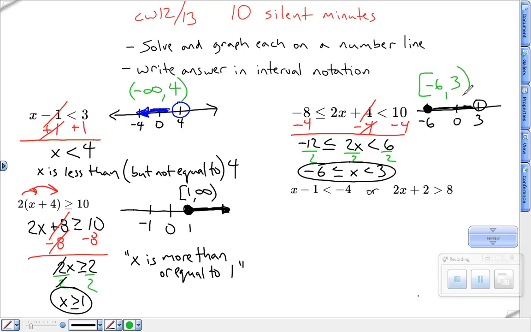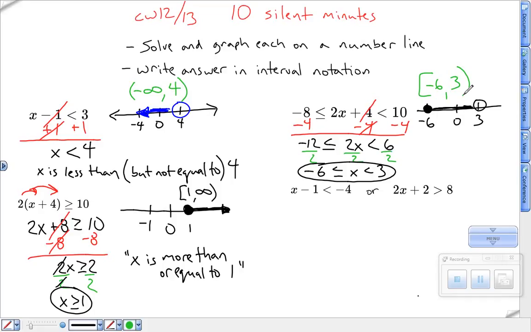The first of the compound inequalities, again, that one is a triple inverse operation. You do inverse operations to all three parts. So start by taking away 4 on all three parts, divided by 2. That gave me the answer x is greater than or equal to -6 and less than 3.